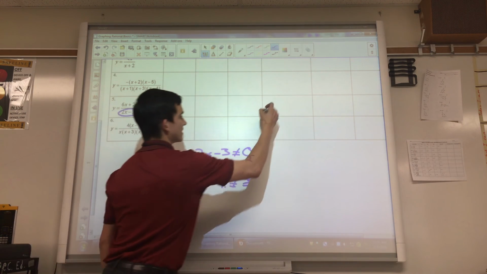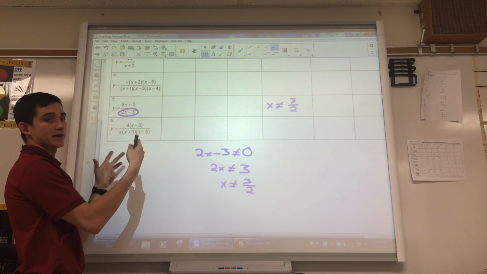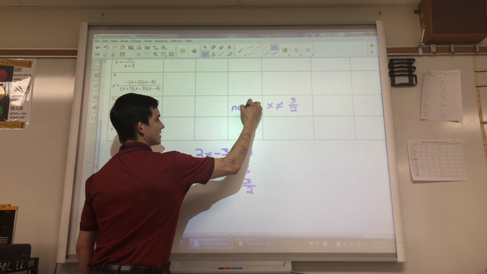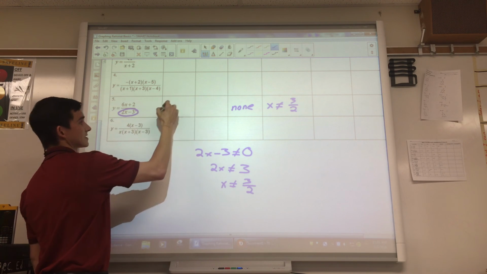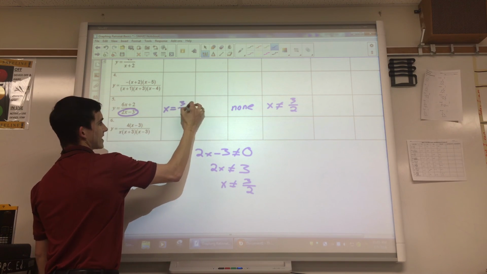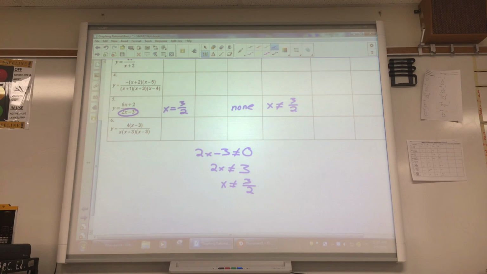So what's your domain restriction? X cannot equal 3/2. Does it cancel with anything up top? No, so you don't have any removable discontinuities. Okay, so because it doesn't, you have a vertical asymptote at x equals 3/2. Okay? So it's pretty neat.